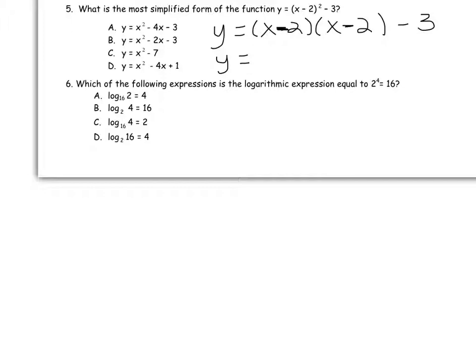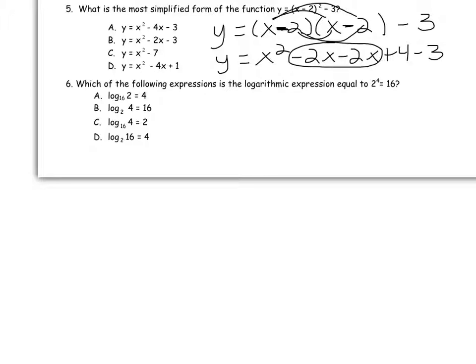To use the distributive property here, I've got x times x is x squared, x times negative 2 is negative 2x, then I've got negative 2 times x is negative 2x, and negative 2 times negative 2 is a positive 4, and then I've got to subtract that 3. So if I collect like terms, I get x squared minus 4x plus 1. Looks like it's answer choice D.